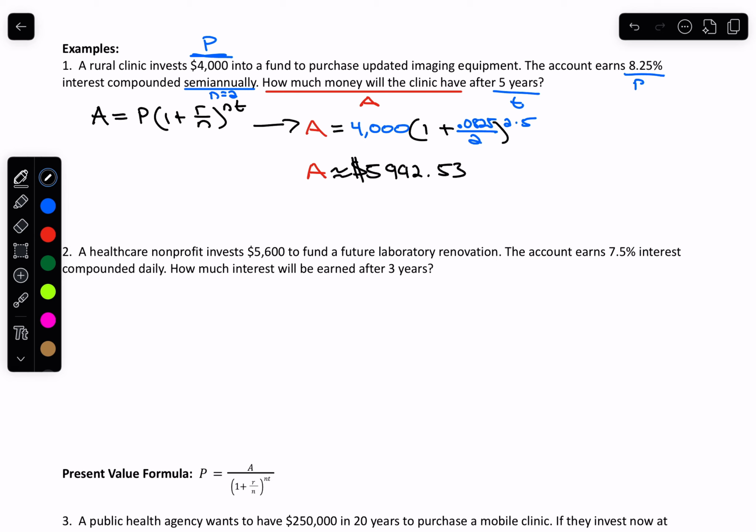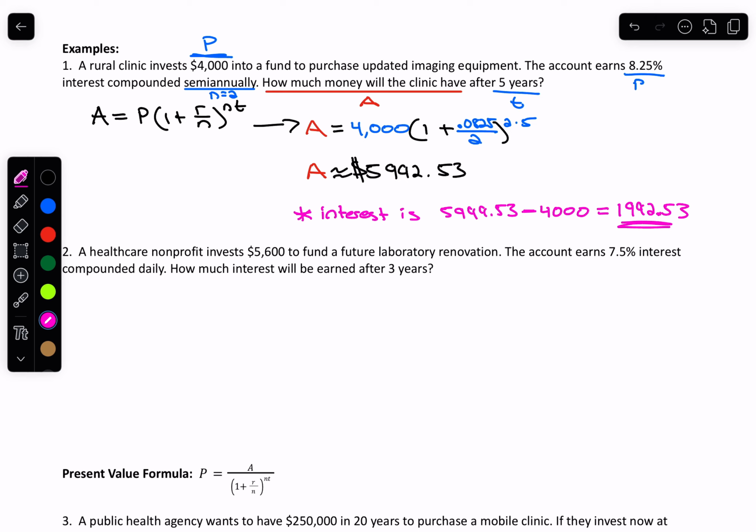So then if we wanted to say what the actual interest is, a little bonus here, we could say that interest is 5,992.53 minus the original investment, which is equal to 1,992.53. So we have about $2,000 in interest earned on this $4,000 investment. So it's important to realize that the formula we just used solves for the total amount. So if we want the interest, we have to subtract the principal from that.